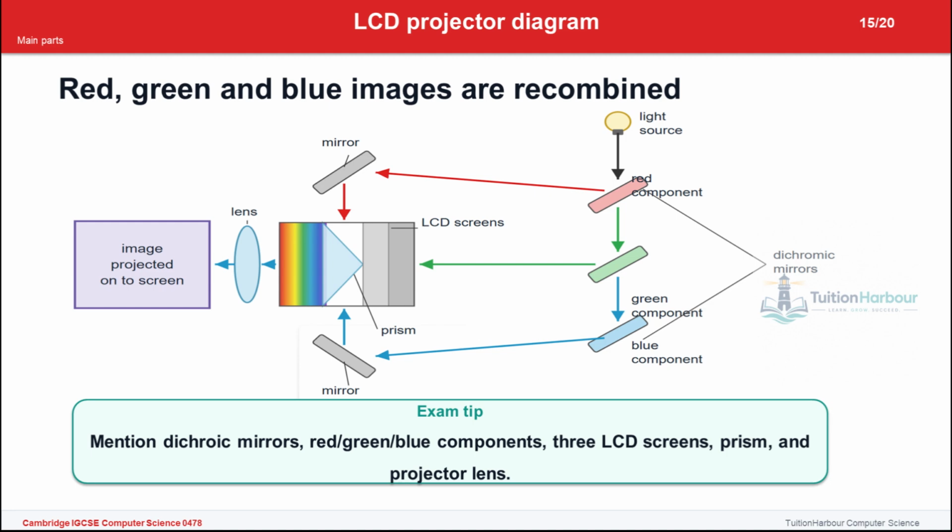The three LCD screens produce red, green, and blue versions of the image. A prism combines these images into one full color image. The final image passes through the projector lens and onto the screen.